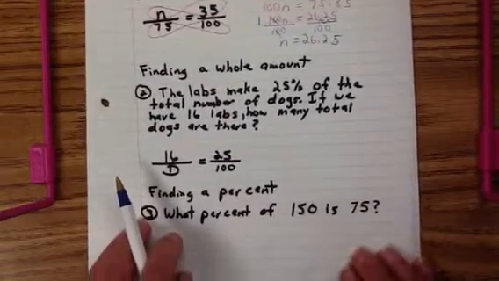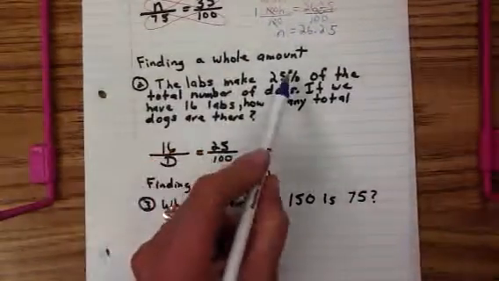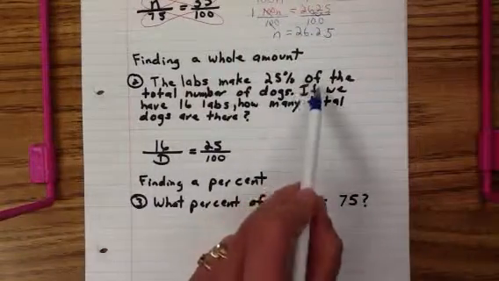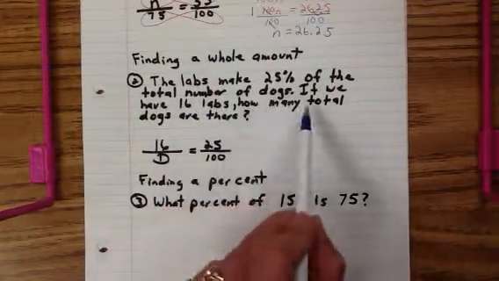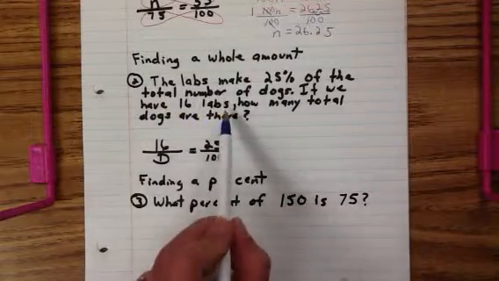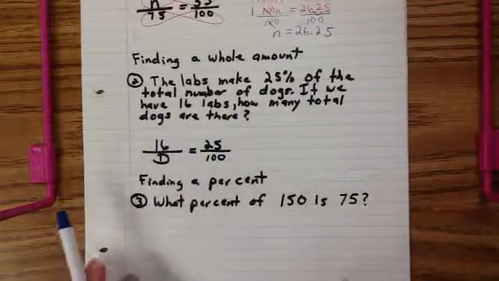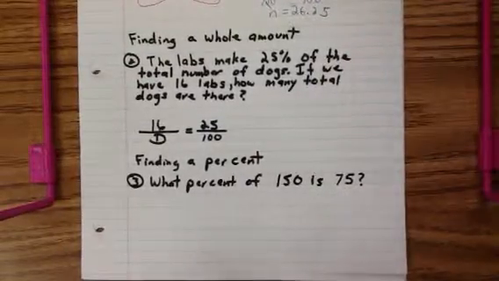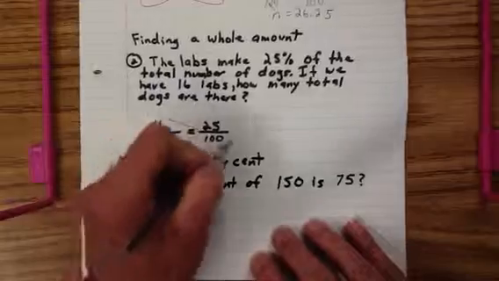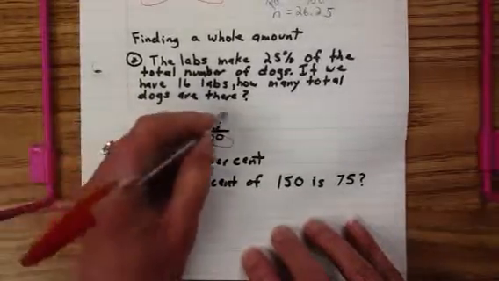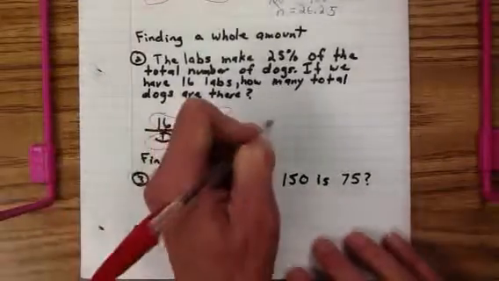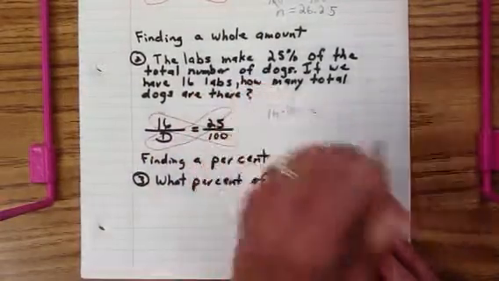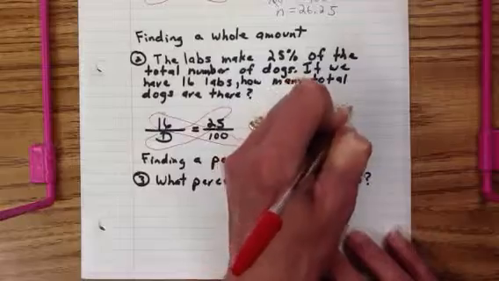All right, let's do the second problem. Finding a whole amount. The labs make up 25% of the total number of dogs. If we have 16 labs, how many total dogs are there? All right, so again, we will use our cross multiplying, and I'll just go ahead and circle both. 16 times 100 equals 25d.